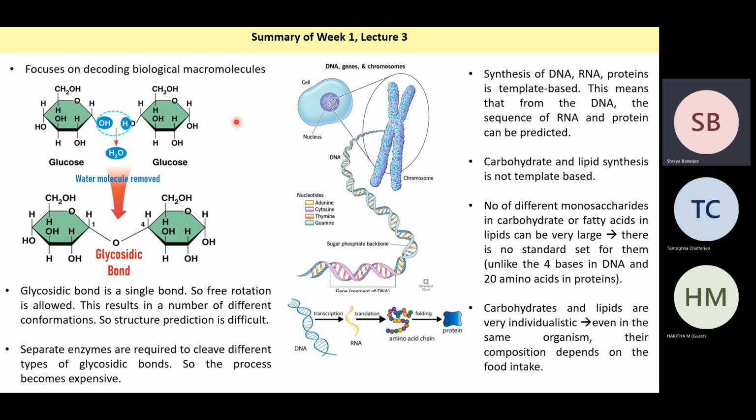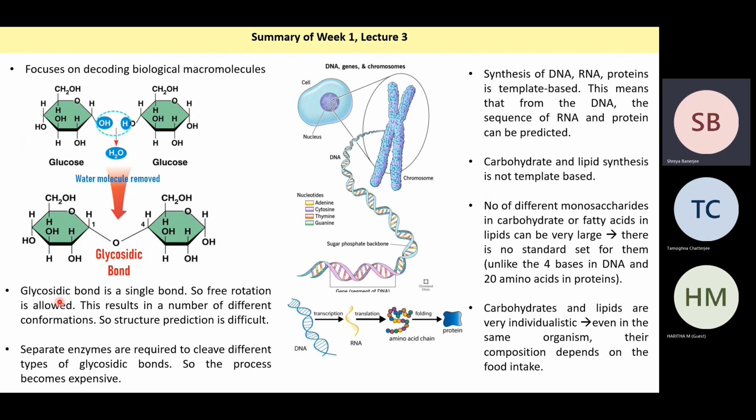Next, we come to lecture 3. Lecture 3 basically talks about decoding the biological macromolecules. So as you can see, 2 glucose molecules here, and a dehydration reaction is occurring, meaning a water molecule is removed to form this glycosidic bond.